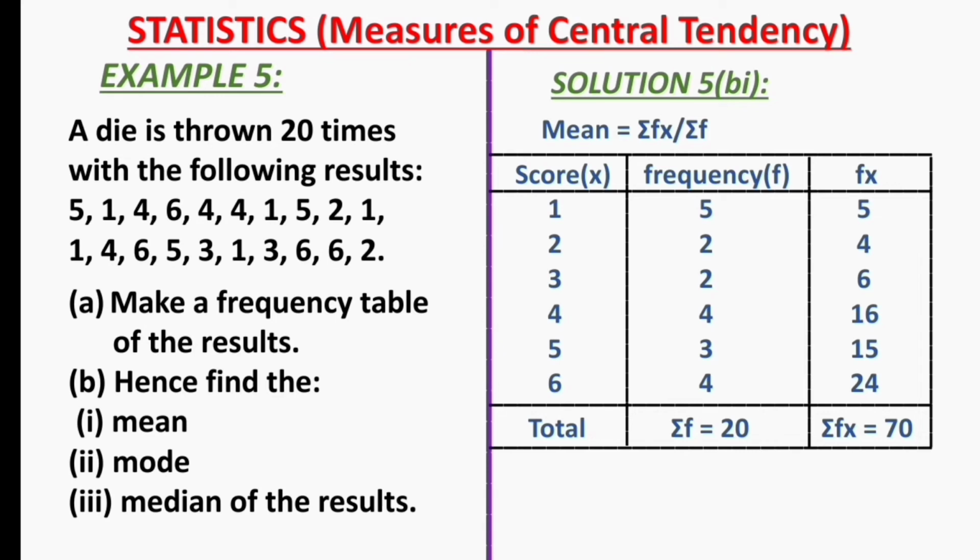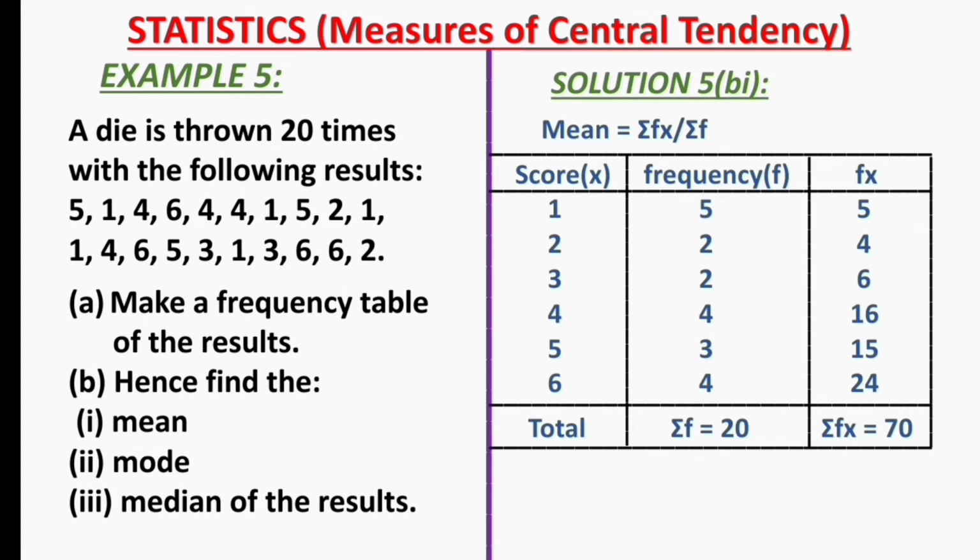So from the table here, 1 times 5 will give you 5, 2 times 2 will give you 4, 3 times 2 will give you 6, 4 times 4 will give you 16, 5 times 3 will give you 15, while 6 times 4 will give you 24. So totaling this result, we are going to have the sum of the frequencies, which is sigma f, equal to 20. Of course, the question says the die was thrown 20 times. Also, totaling the results for f times x, we are going to have sigma fx, which is equal to 70.